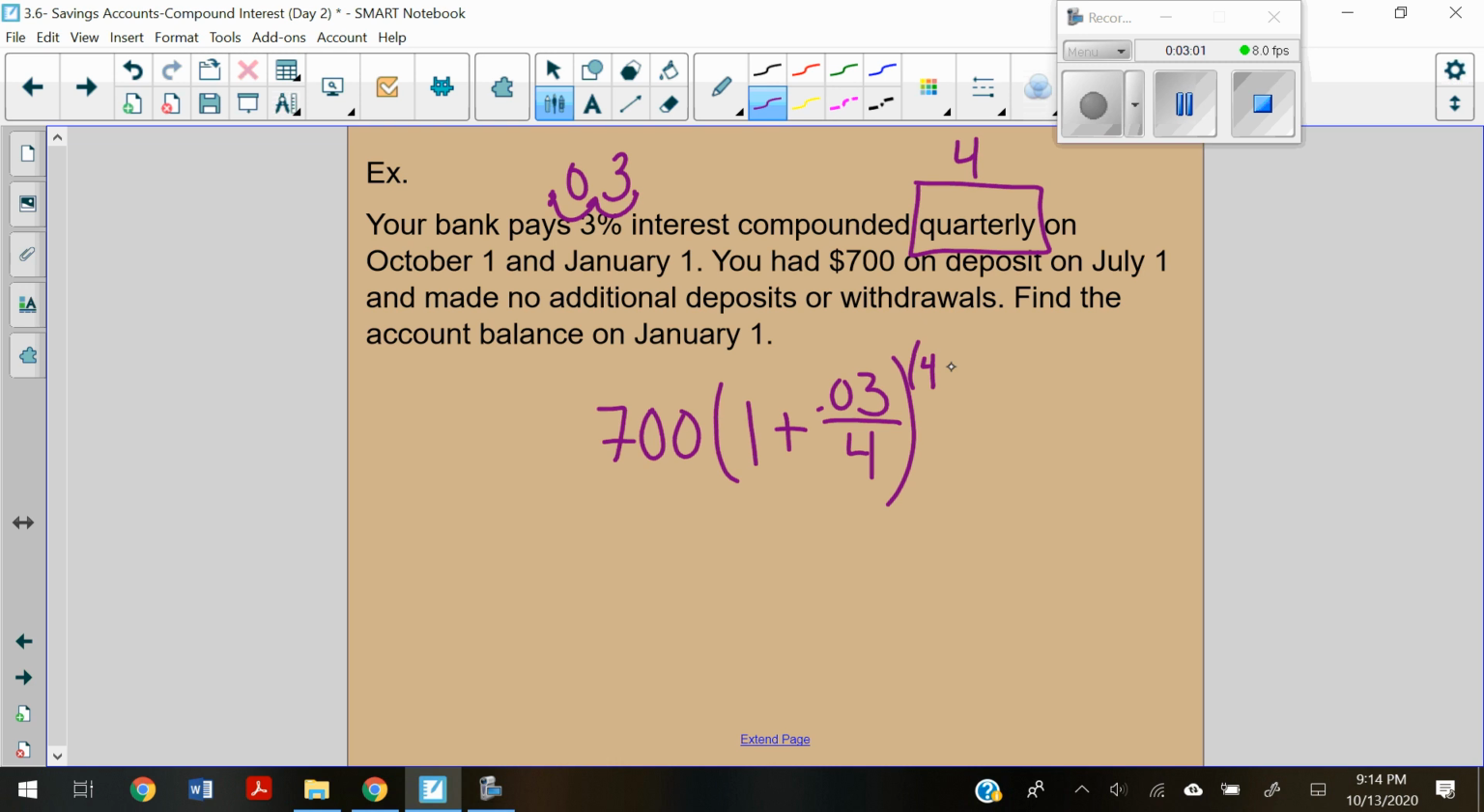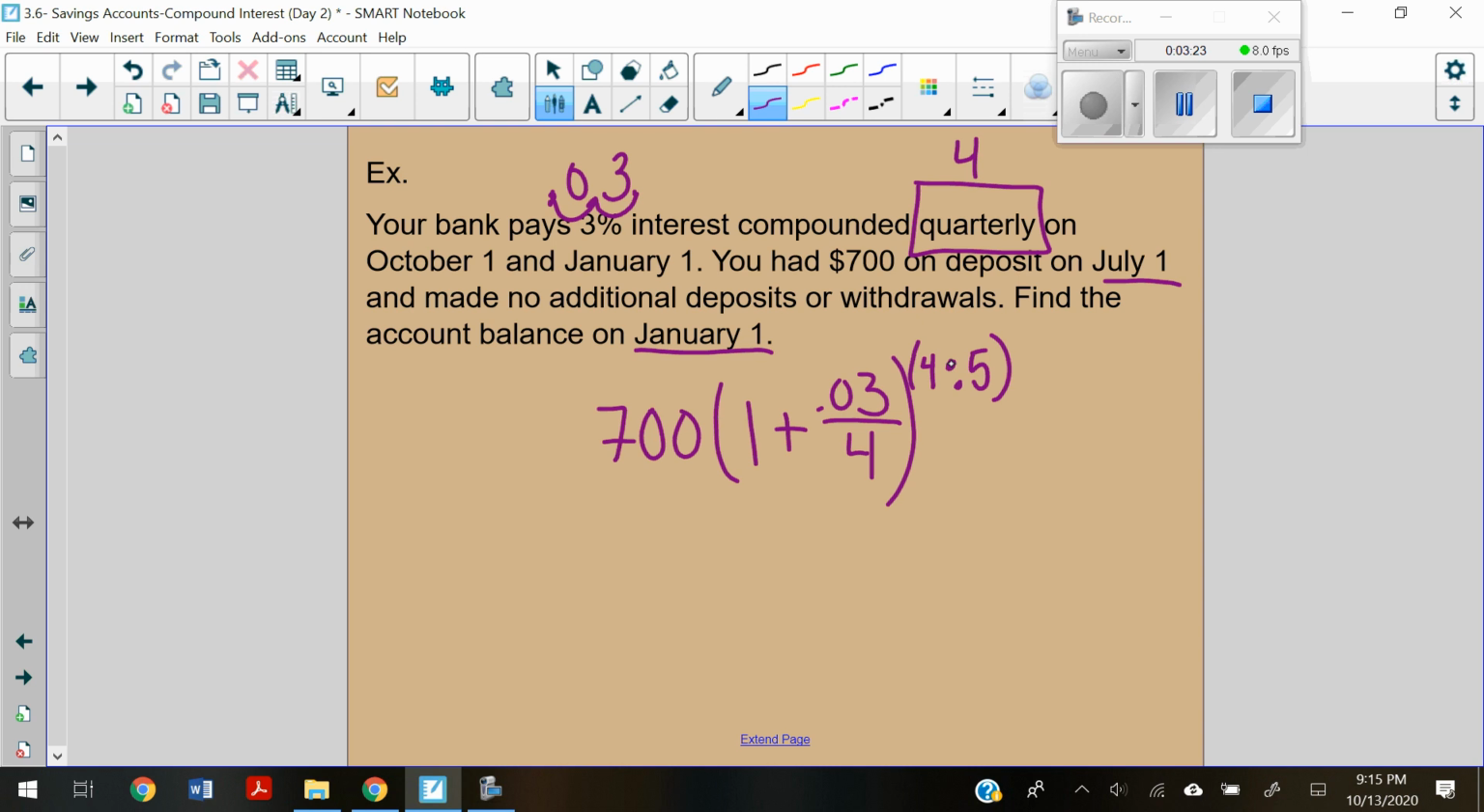Okay, so we put it in on July 1st, and we want to know our account balance on January 1st. So go ahead. July, August, September, October, November, January. No, December. Okay, so it's 6 months then. So that's a half a year. So you can either write 1/2 or 0.5.